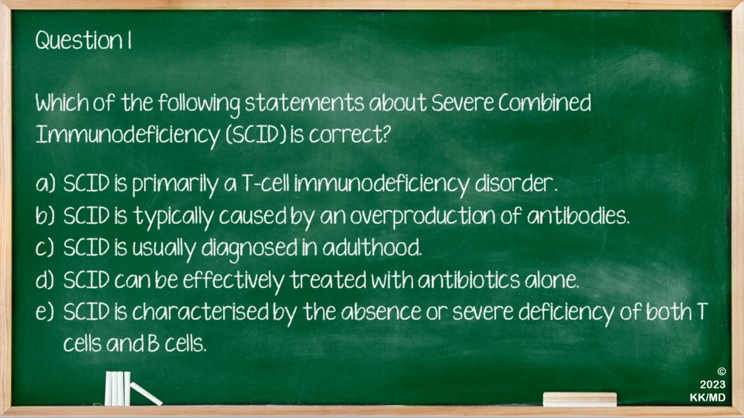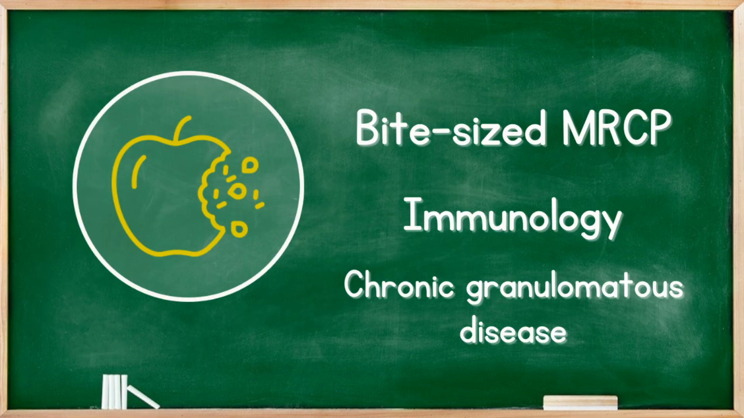So the correct answer here is option E, which is characterized by the absence or severe deficiency of both T and B cells. So recall from our discussions earlier, this is involving both T and B cells. Therefore, option A is incorrect. This is not something related to the production of antibodies, and it's frequently diagnosed in childhood. And as we discussed, the management is not going to be surrounding antibiotics alone, and you need to be thinking about the immediate management versus long-term management, as we discussed earlier.